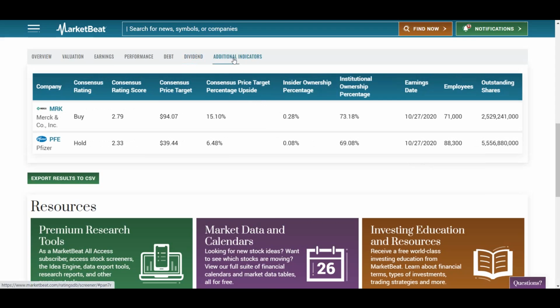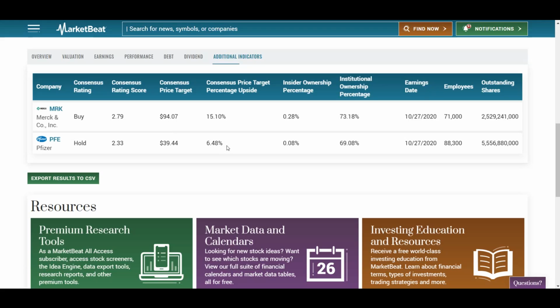Additional indicators. This is a nice piece of information to add to what we've just discussed on the pricing, the fact that there should be some upside potential. So for MRK, we're looking at 15% upside. There's a consensus price target of 94. Pfizer 39, 6.5% there. So there's some good information.